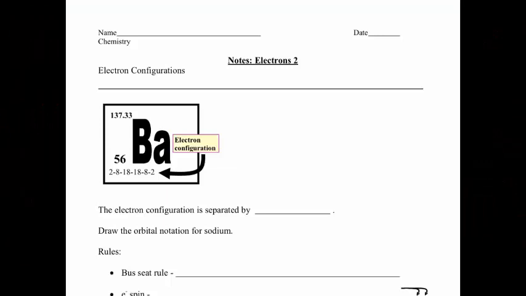Today we're going to continue our discussion of the electron and how important it is in chemistry. We're going to start talking about electron configurations and what they actually tell us today. But first, let's define that. Electron configurations actually show where the electrons will be found.